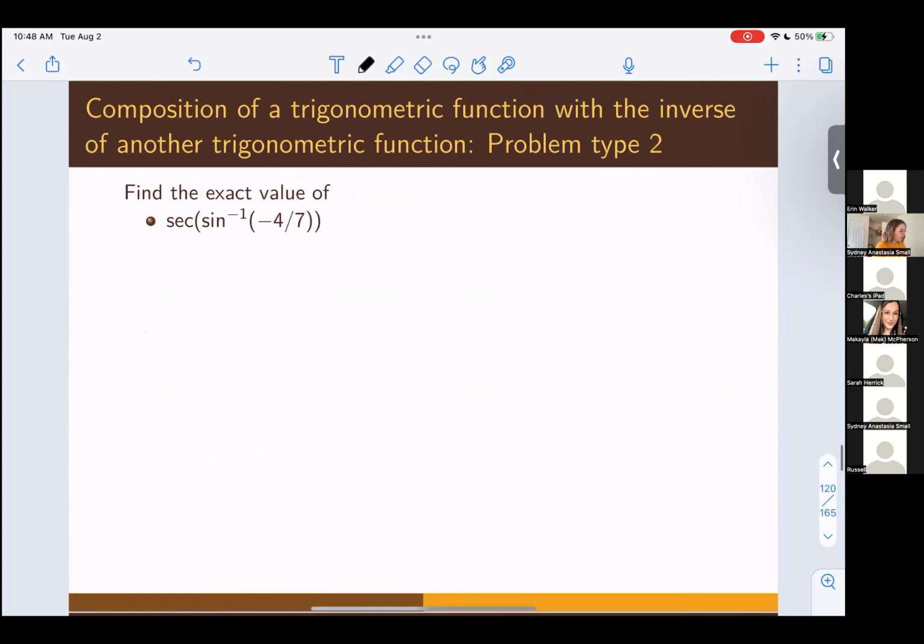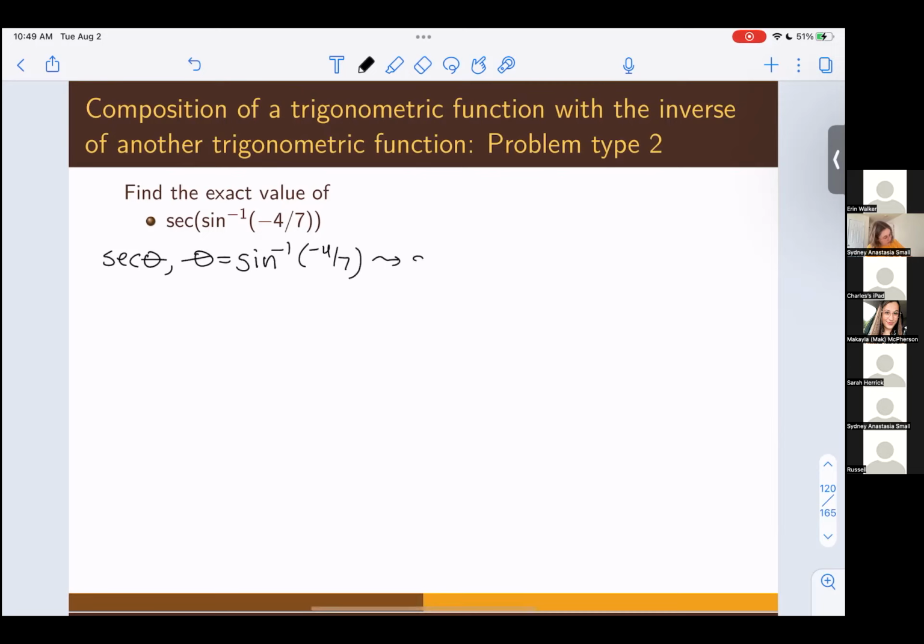I want to find the exact value, again, not using the calculator, of the secant of the inverse sine of negative 4/7. So what am I doing? Well, I want to find the secant of theta, where theta is just some angle that is given to us by sine inverse of negative 4/7. Because again, the input for a secant will always be an angle. Inputs for sine, cosine, tangent, secant, cosecant, and cotangent are always angles. So, in this case, our angle is just written in a fancy way with an inverse function on the inside. All right, let's work this out.